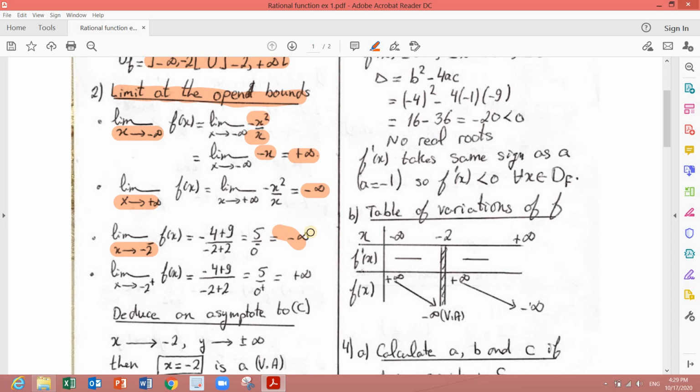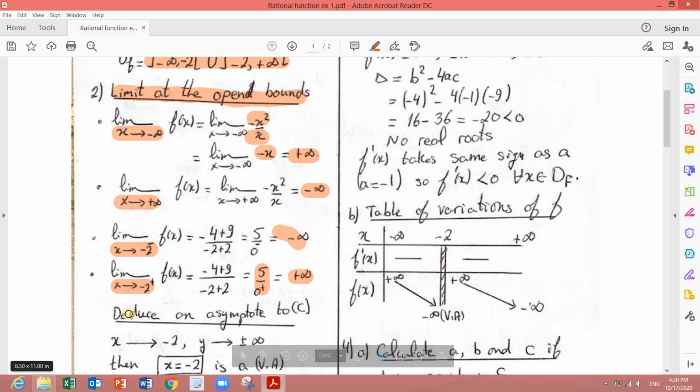Limit as x tends to minus 2 plus of f(x) equals minus 4 plus 9 over minus 2 plus 2. We get 5 over 0 plus, which is plus infinity. So whenever we are going to determine the limit at a number, we replace x by the number. So number over 0 is either plus infinity or minus infinity.